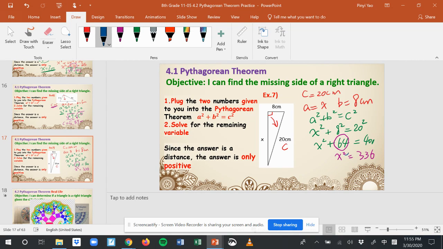Next, again, we see the square thing, so we need to square root both sides. Then we just need to type into our calculator and see what is square root of 336. So after I typed in, I just got x equals 18.33. Don't forget a unit, which is centimeter. And that is how we find a missing side using the Pythagorean theorem. Thank you.